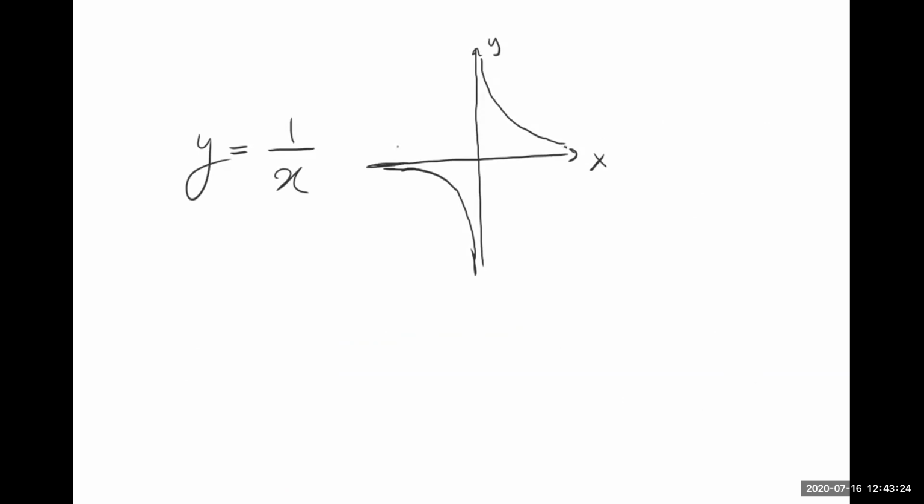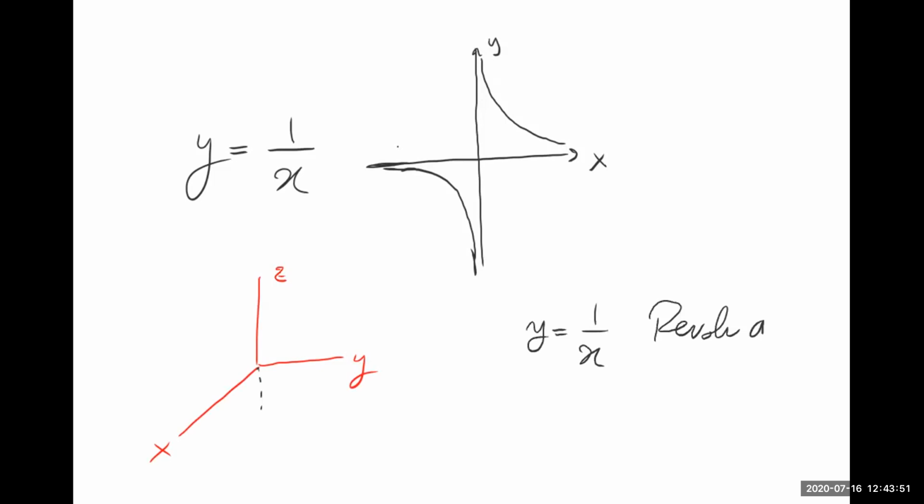Okay. So now in 3-dimensional space, x, y, z. Suppose we have this y equals 1 over x, and suppose we are going to revolve it about the x-axis. And the question is to find the equation. Let's first draw it and then find the equation.